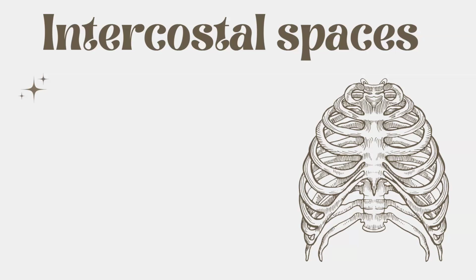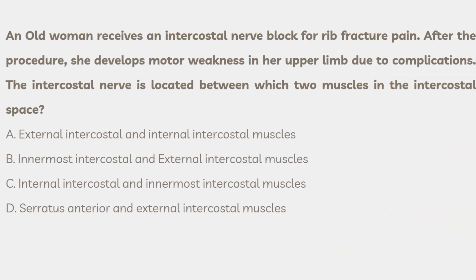Intercostal spaces. All right, first question. An old woman receives an intercostal nerve block for rib fracture pain. After the procedure, she develops motor weakness in her upper limb due to complications. The intercostal nerve is located between which two muscles in the intercostal space?